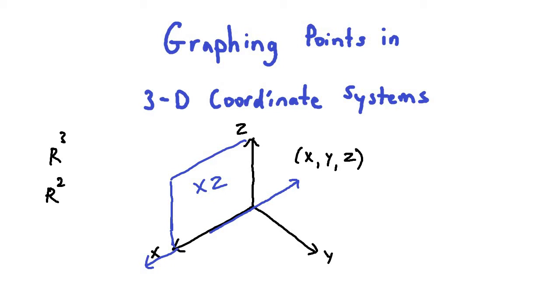So if that is the xz plane, this one is going to be the xy plane, which means the next one here on the right will be the yz plane. So all three of these are planes.